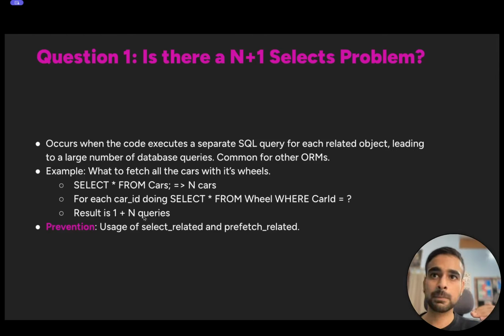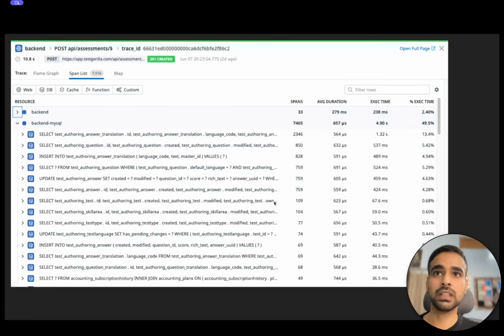That means one query for fetching all the cars, and then n different queries for fetching wheels of every single car. And this is very frequent when you are using an ORM to fetch data from your database without the use of select related or prefetch related, depending upon your use case. And this is something which you should look into. Let's dig deeper into this with more examples. So this is one case of the n+1 problem.